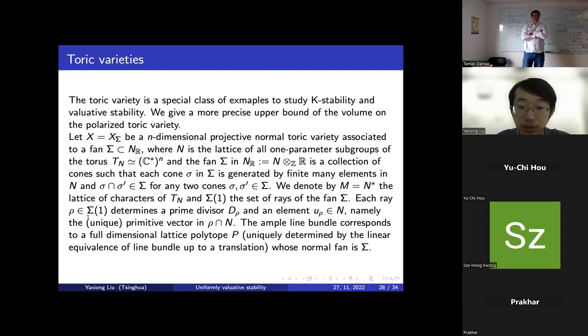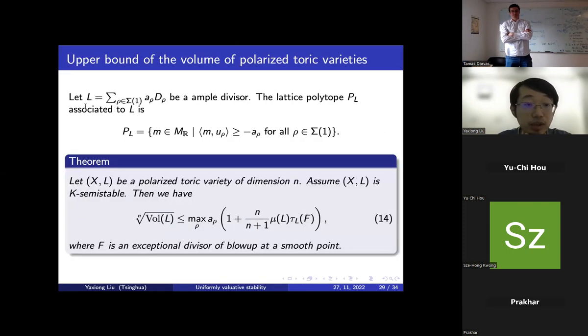So for each ray ρ in Σ(1), we have a prime divisor D_ρ and the element u_ρ in N. For any ample line bundle, it corresponds to an n-dimensional lattice polytope P, whose normal fan is Σ. Let me write the ample divisor L as the sum of a_ρ D_ρ, and the corresponding lattice polytope P_L is the set of m in M_R such that the inner product of m and u_ρ is greater than or equal to minus a_ρ.